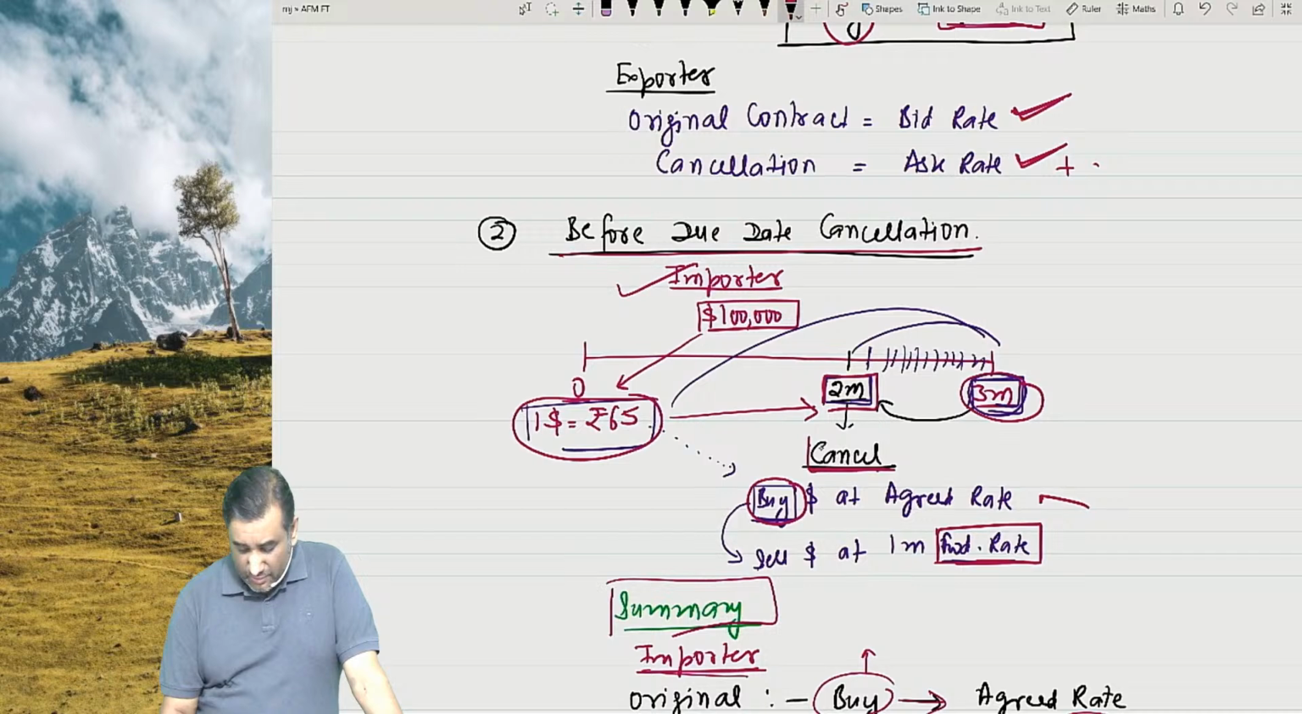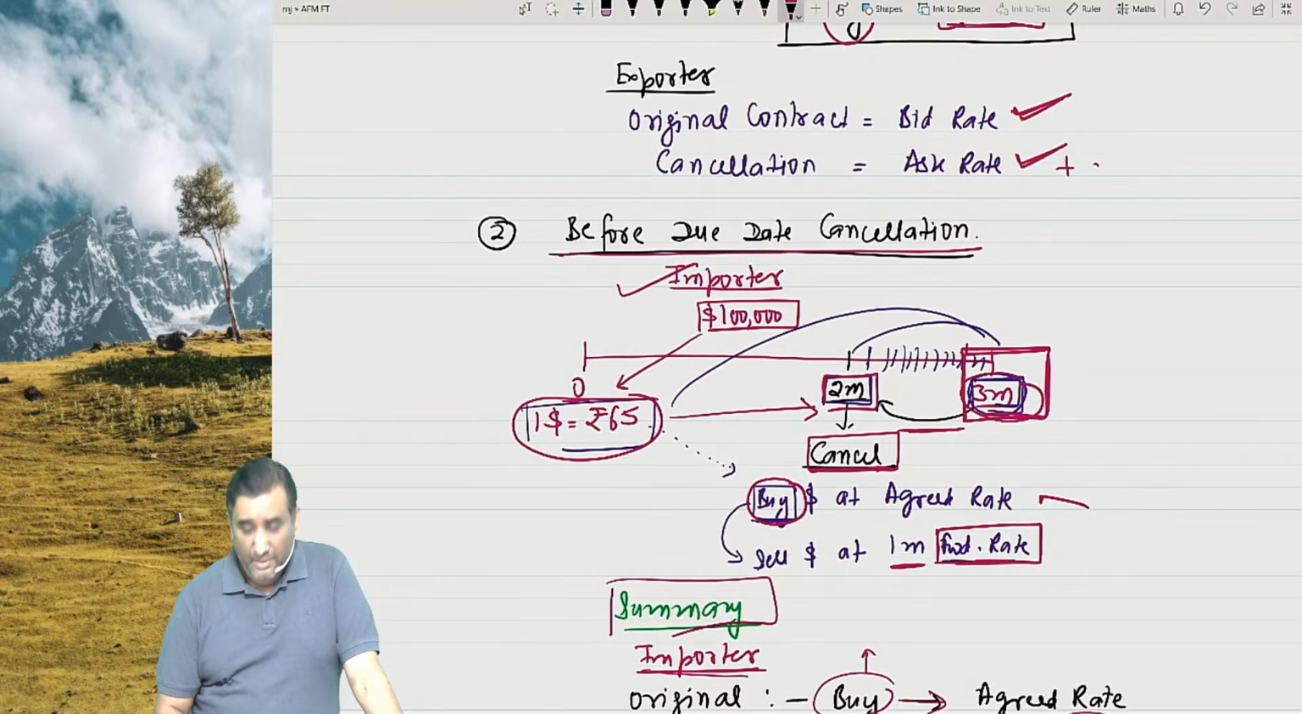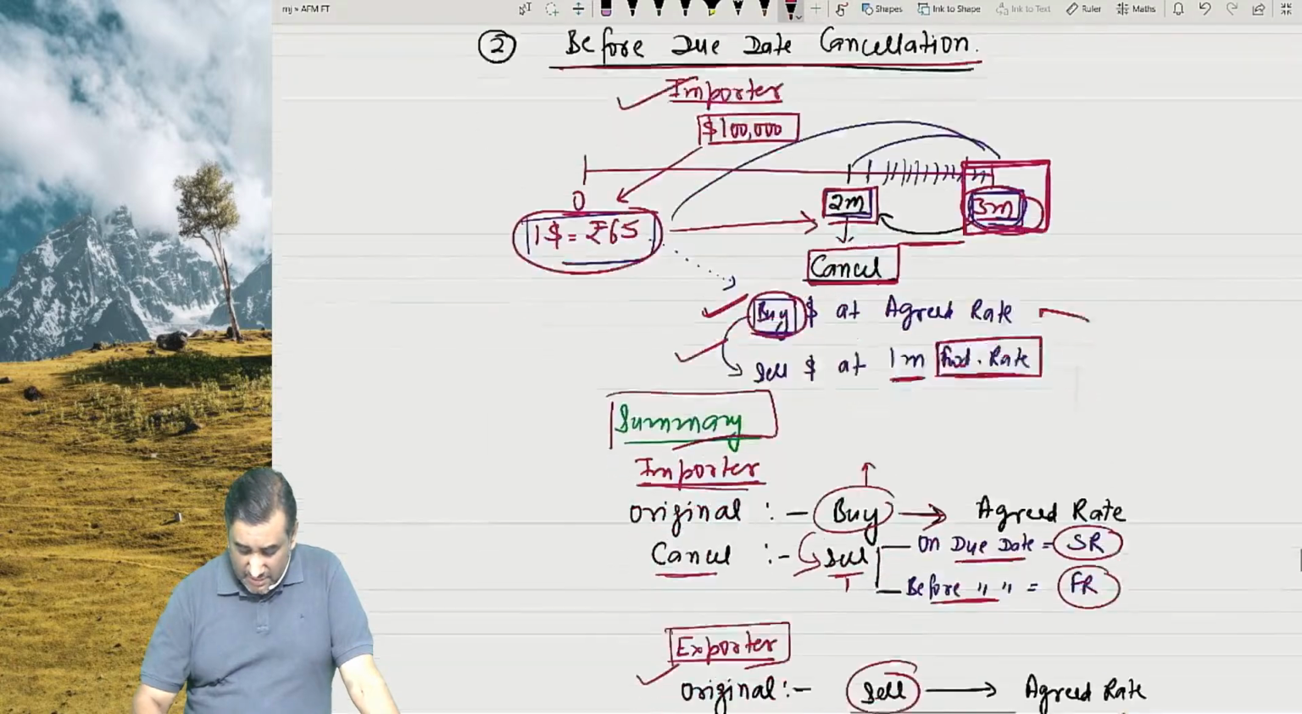Since he wants to cancel the contract after 2 months, it means the due period is 1 month. Actually the contract should get cancelled at this point of time. So it's a 1 month forward rate. The original rule was buy, importer buys, and the reverse is sell.